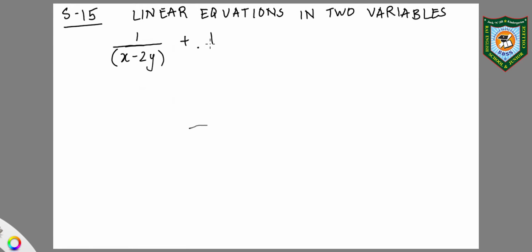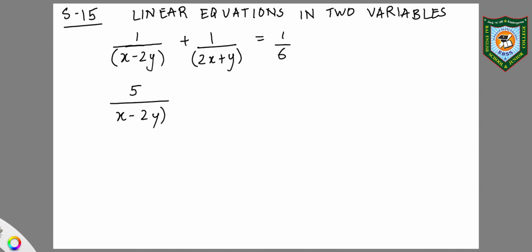Now here I have a question that has 1 upon x minus 2y plus 1 upon 2x plus y is equal to 1 divided by 6, and I have 5 divided by x minus 2y plus 15 divided by 2x plus y, which is equal to 3 divided by 2. Now I have both my equations.